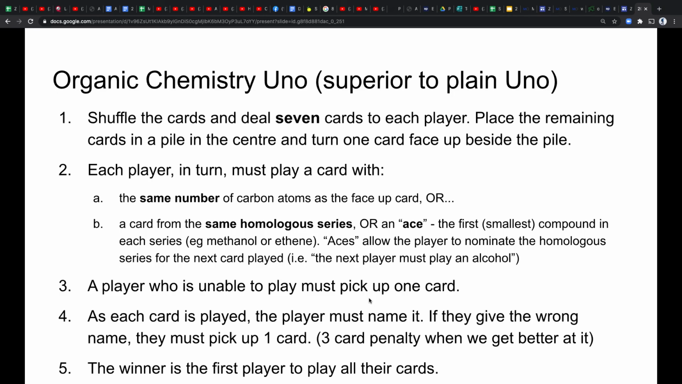And the winner is the first player to get rid of all their cards. Cool? So you play 1 card per turn and move clockwise. So are the rules clear? Cool. So get into a group of 3 or 4 with somebody who has a deck of cards. Give it a go.